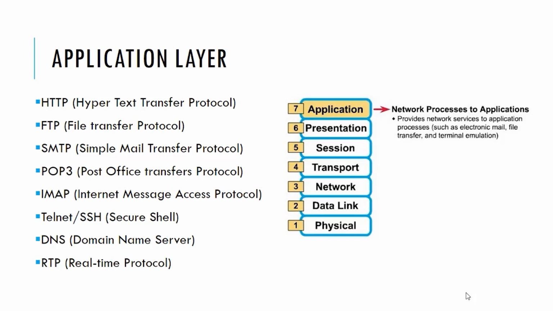POP3 is the Post Office Protocol. SMTP is for exchanging email messages among the mail servers. POP3 is for exchanging email between the client and the mail server. IMAP, Internet Message Access Protocol, is also for exchanging email messages between the client and the mail server. POP3 allows for downloading email messages. IMAP is only for accessing and reading email messages.